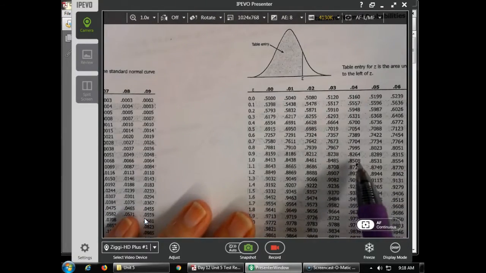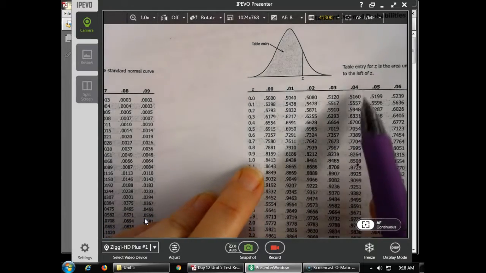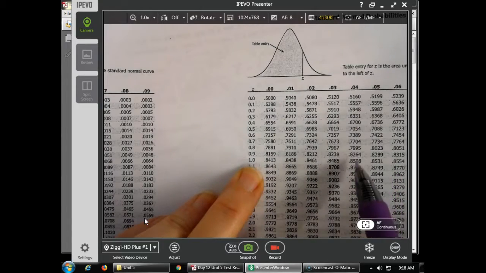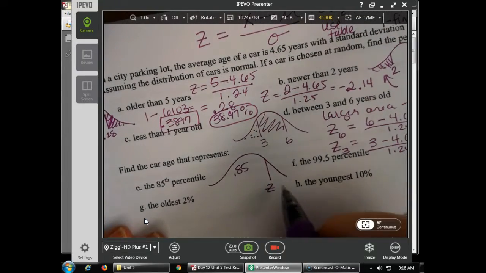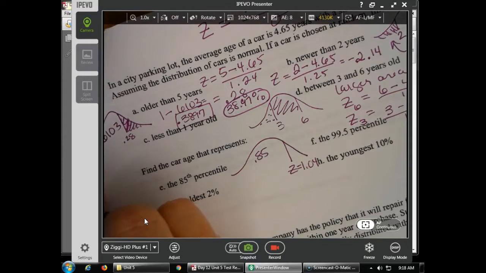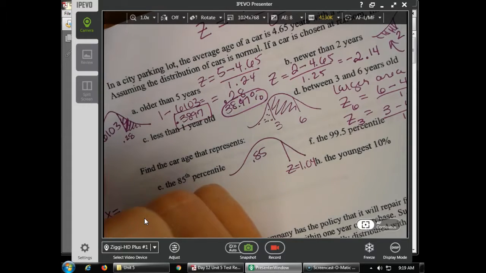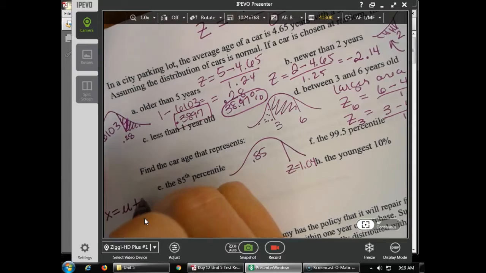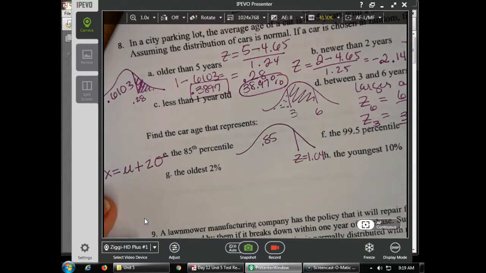Then I go over and up. So the closest z is 1.04. Y'all with me? Okay, so the z is 1.04. And remember there's a formula that x is going to be what? Mean plus what? Z standard deviations, right? This was the little extra formula we put on one of your little sheets.